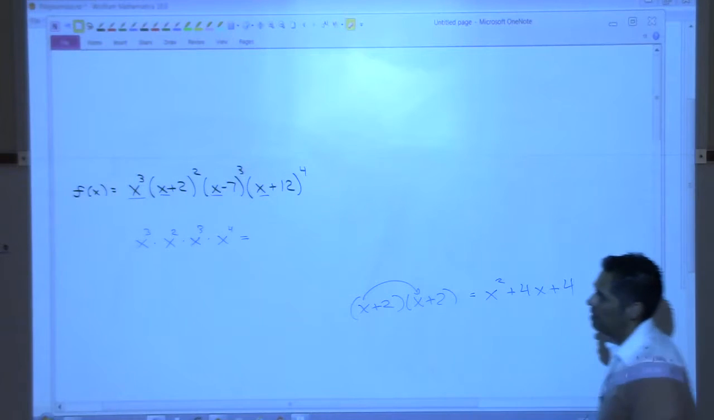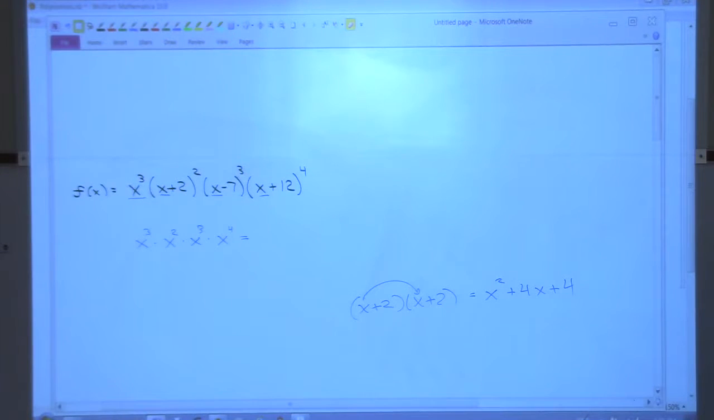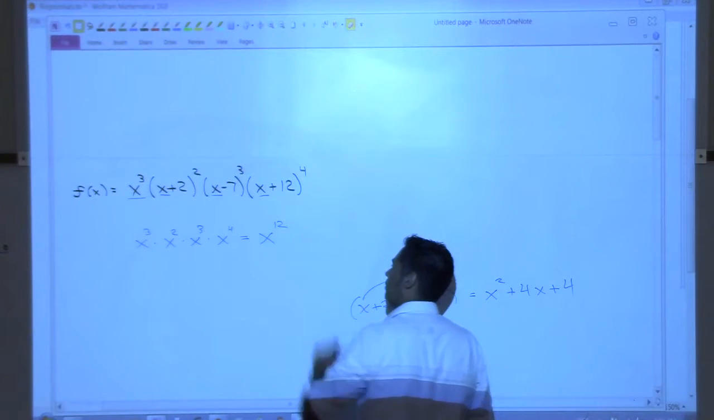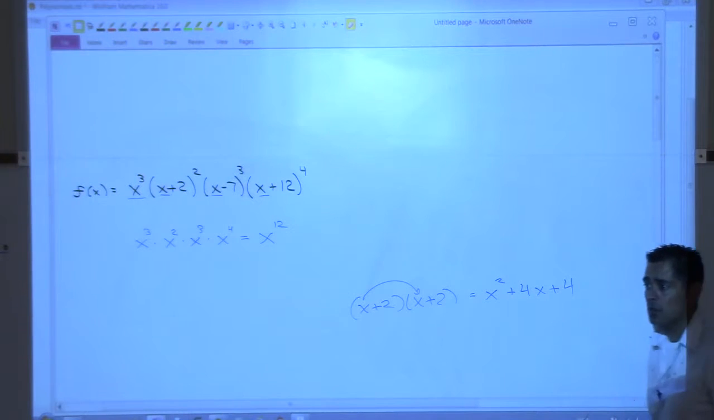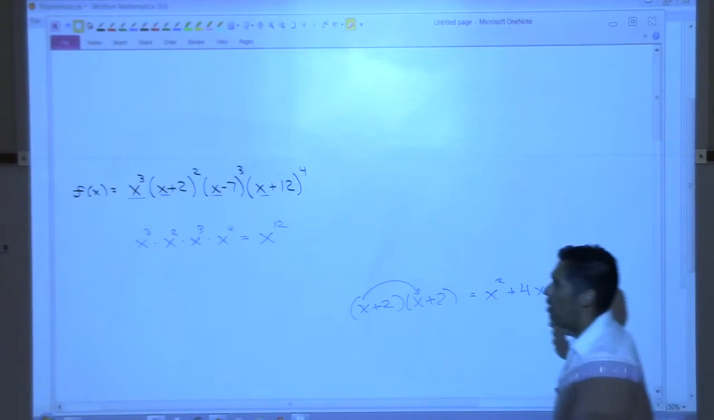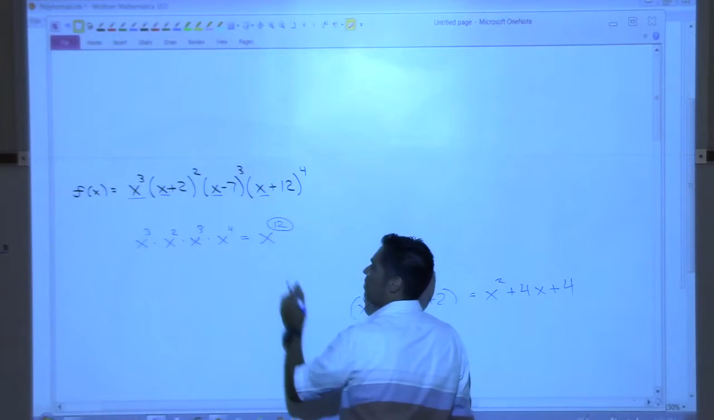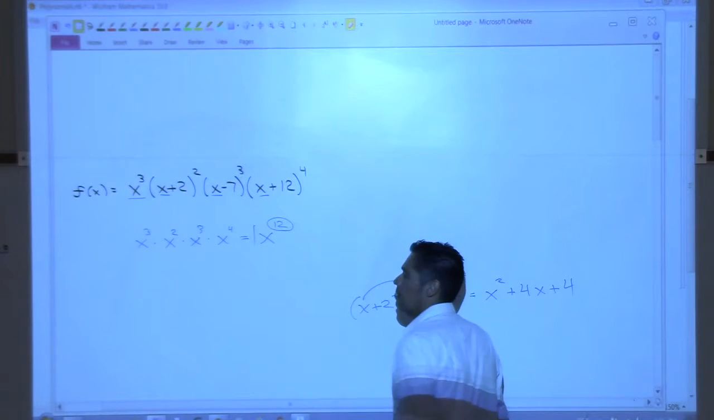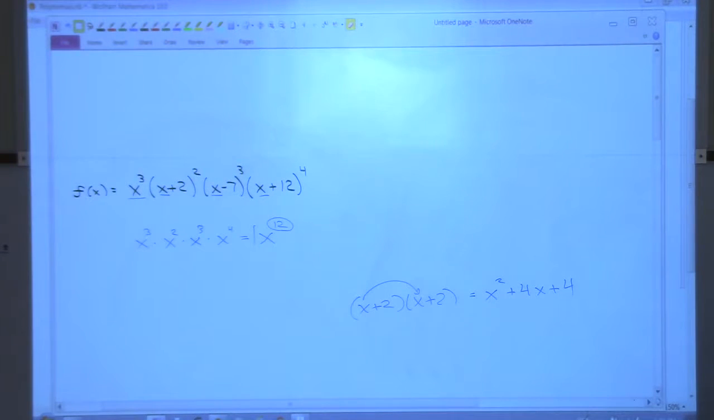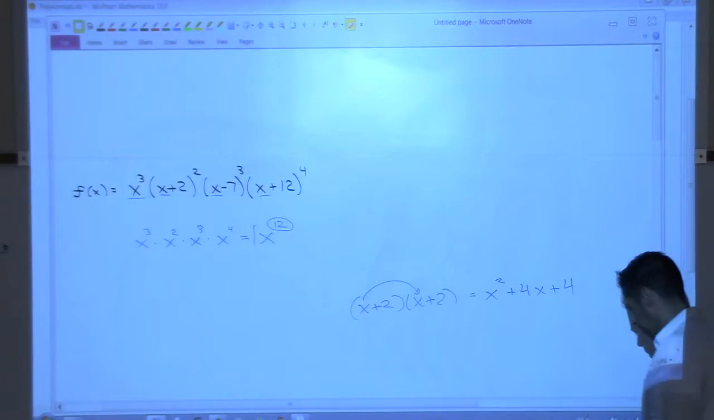Yet if you did x cubed times x squared times x cubed times x to the fourth, you add those up, don't you? X to the 12th. And all that matters to you is that that's an even power. So we have an even power. What's the leading coefficient? 1, because all those were 1s in front. So this should do what? Up, up.